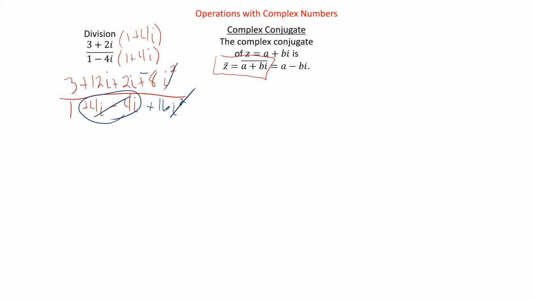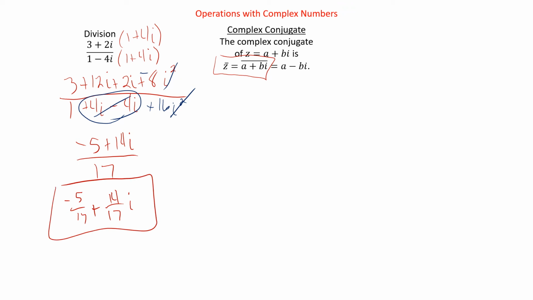Then just simplify. The numerator, 3 minus 8, is negative 5. Then 12i plus 2i is plus 14i. Over 1 plus 16 is 17. That is not standard form yet. Standard form is not a fraction. It's a plus bi. So we need to split this up. Negative 5/17 plus 14/17 i. Done. So that's all you have to do for division.